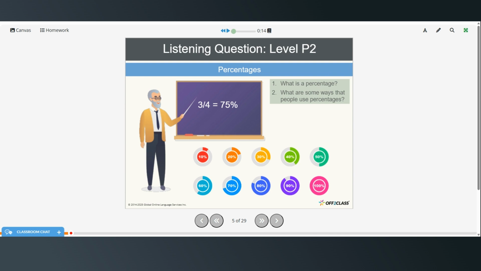And these are some questions you can think about before you listen. What is a percentage? We have an example here. It's another way to express a fraction. And what are some ways that people use percentages? It could be to divide materials. People use them in recipes, so there's a number of ways. Test scores are sometimes expressed in percentages. So there's a number of ways that people use percentages.